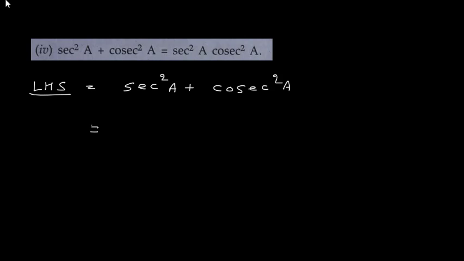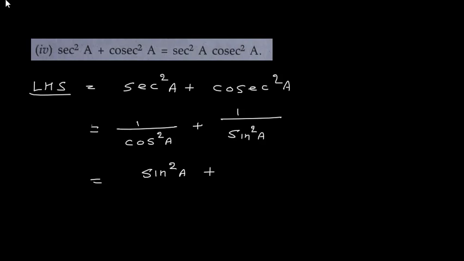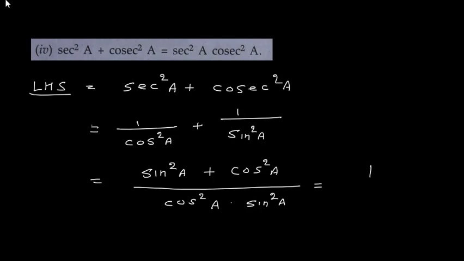So better I think here we convert this in sin and cos. So sec square A can be written as 1 upon cos square A plus this cosec square A written as 1 upon sin square A. Now if we do cross multiplication, here we get sin square A plus cos square A, and the whole divided by cos square A into sin square A. So numerator sin square A plus cos square A is 1, and denominator here it is sin square A into cos square A.